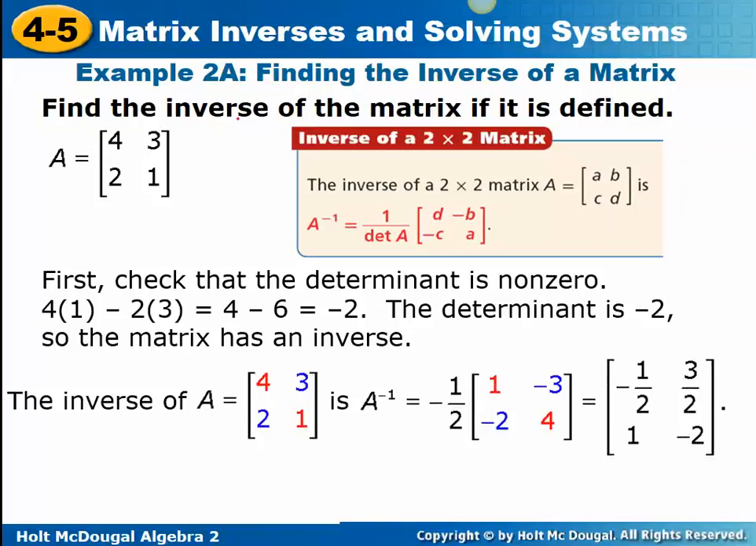So here was our original. We switch these two places, and we take the opposite sign of these two. So we now have 1, negative 3, negative 2, 4. But we also have to multiply this by 1 over the determinant. 1 over negative 2 is the same as negative 1/2. So we have to multiply every one of these entries by negative 1/2, which ends up being right here, this matrix. So now we can say, we put that to the power of negative 1, which means it's the inverse of our matrix A.